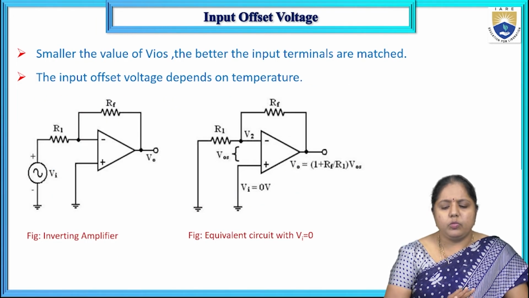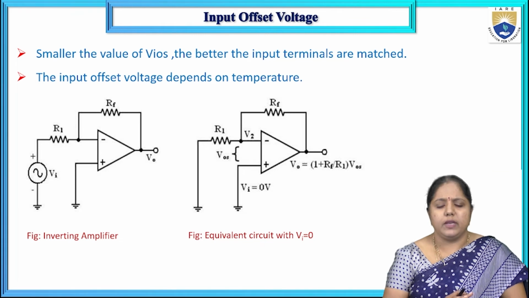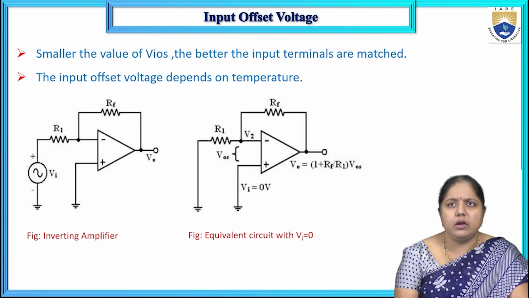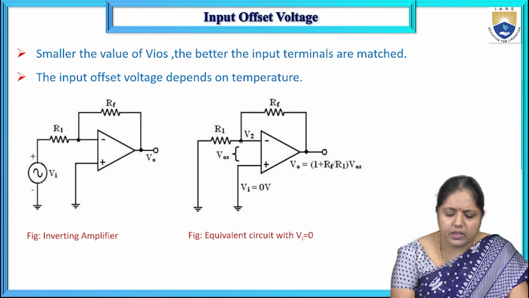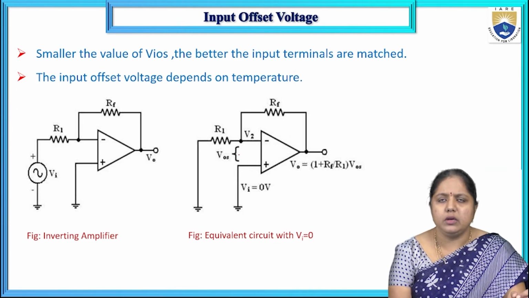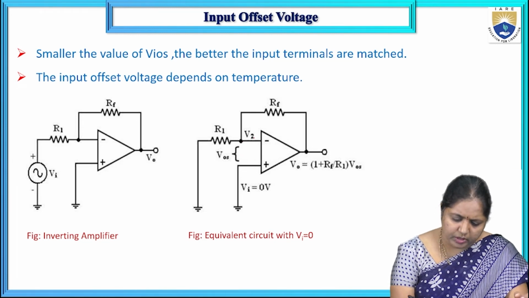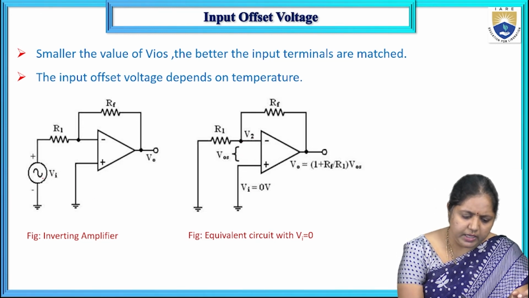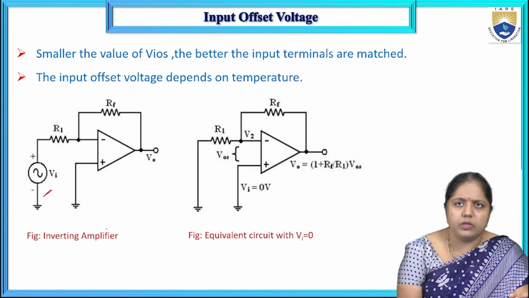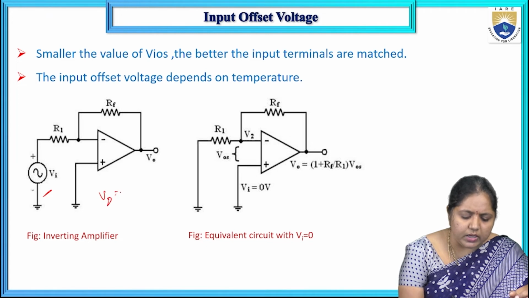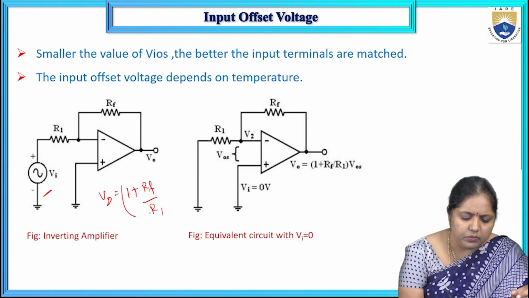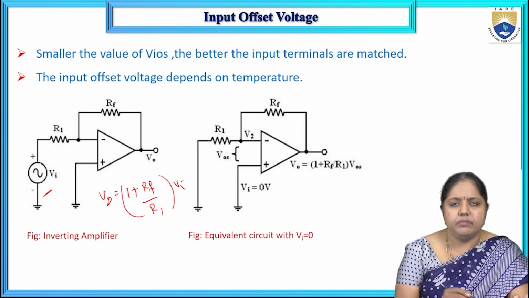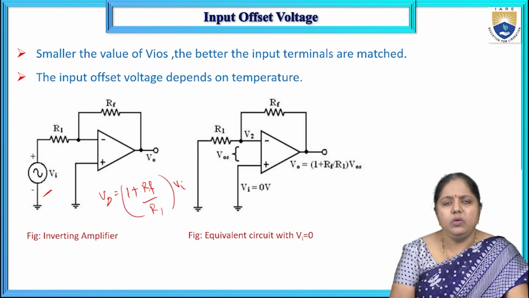Now here, with respect to this one, if I see what is the output voltage, here for this one I am taking a small derivation. For this inverting amplifier, what is the expression for gain? Gain V0 equal to 1 plus RF by R1 into Vi. Okay, 1 plus RF by R1 into Vi.